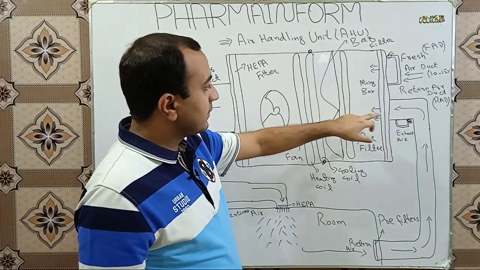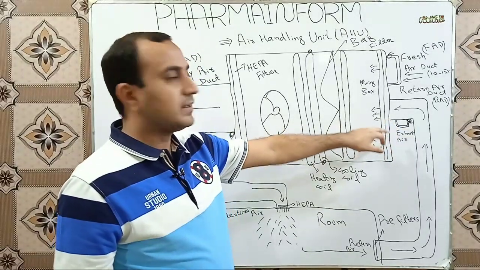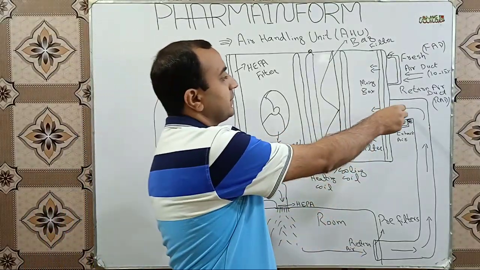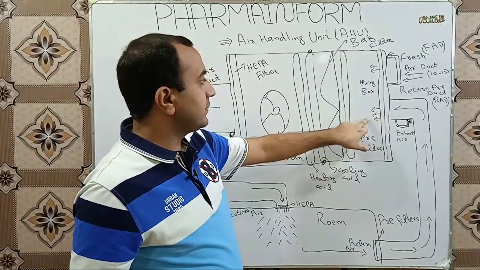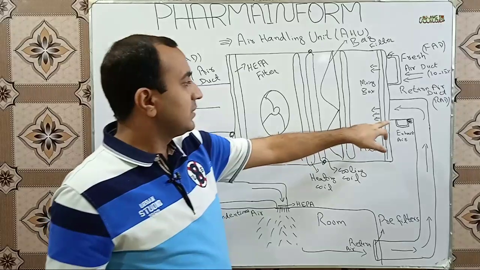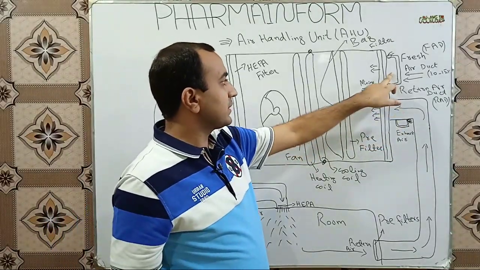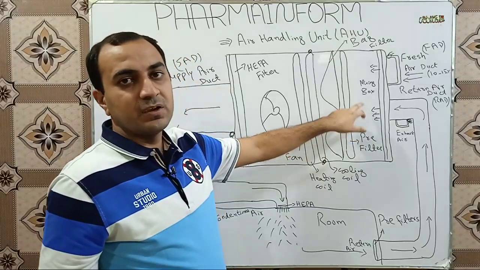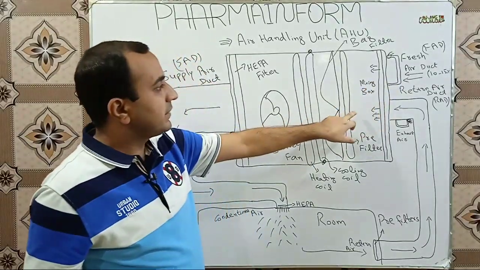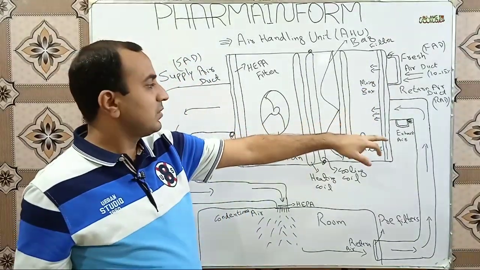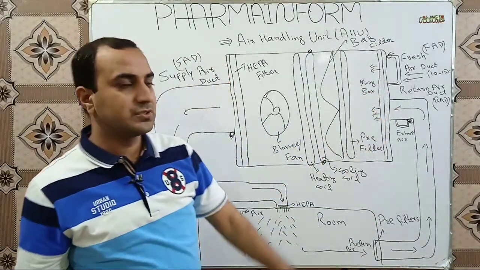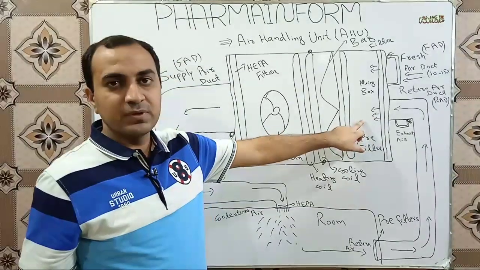First of all, when we are using the return air and fresh air combination mixture system, the return air from the area enters into the box, which is known as the mixing box. Why do we call it the mixing box? Because it mixes the fresh air and the return air. Usually we use 10 to 15% fresh air and 85 to 90% return air. Both these airs are mixed in this box, known as the mixing box.